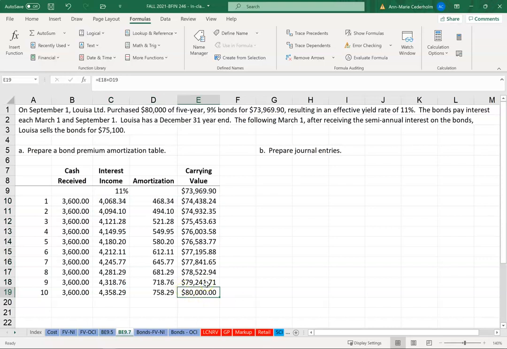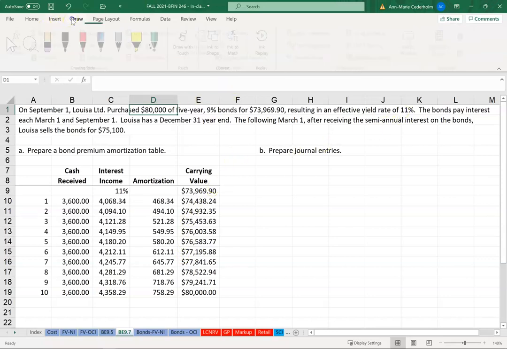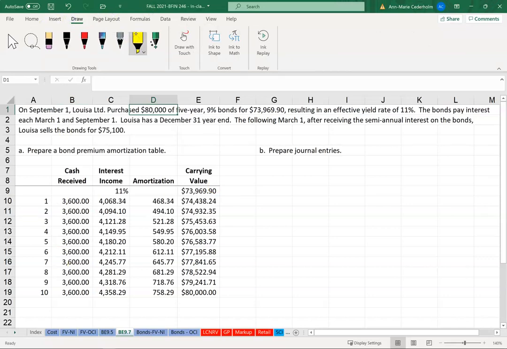So that's how I know that my bond amortization is correct, because the carrying value is the present value, which we usually have to calculate. And then the face value is the future value. And that's the face value of the bond, 80,000. So this one's at a discount. And I already knew that because my market rate is higher than the stated rate of the bond.